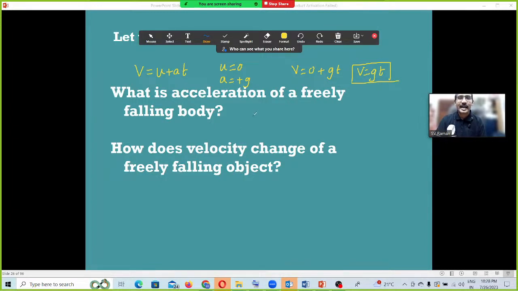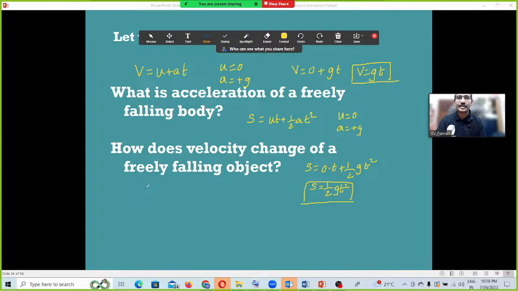Next, s = ut + (1/2)at². Again, how does this equation look? Initial velocity u will be 0, and a will be g. In that case, s = 0 into t + half into g into t². So s = (1/2)gt². This is the next equation in the free fall equations.